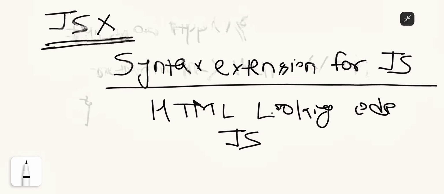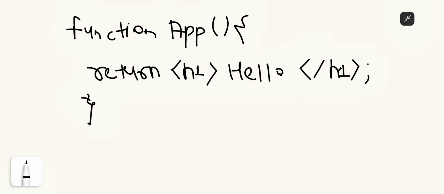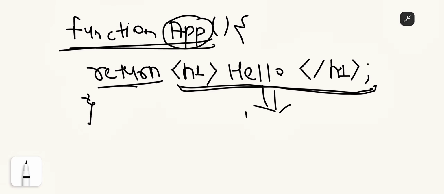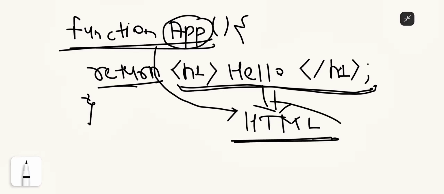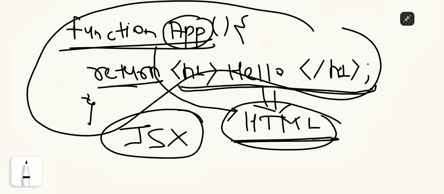Let's take an example first. This is a React component. For now, we haven't discussed components yet. Suppose this is a JavaScript function named App. It returns something, but see here that it is returning an h1 tag. This is HTML code. So JavaScript is returning HTML code. That's what JSX looks like. This is the JSX format. So JSX means HTML-looking code but written in JavaScript style. That's the JSX.